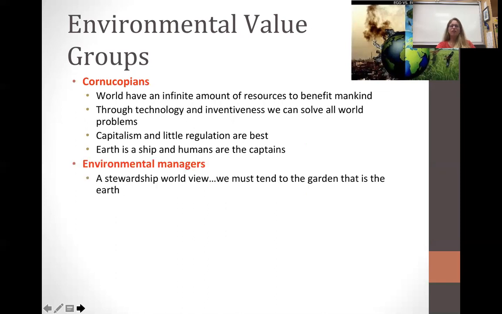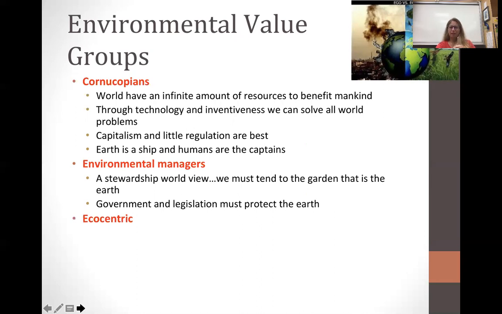Environmental managers: it's a stewardship worldview. We must tend to the garden that is the earth. And so we're not necessarily tending to the garden so that we can capitalize from it, so that we can gain from it. We're tending to the garden that is earth so that it can continue to flourish. We are going to use the government and laws and taxes to protect the earth.